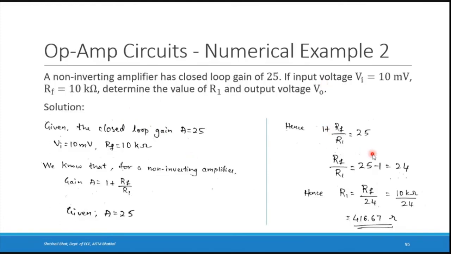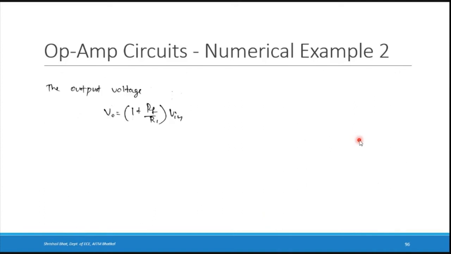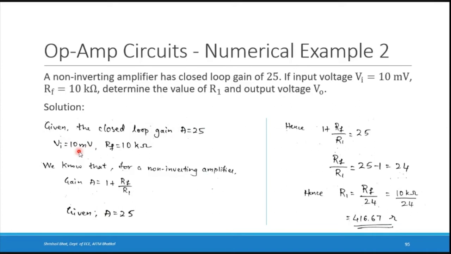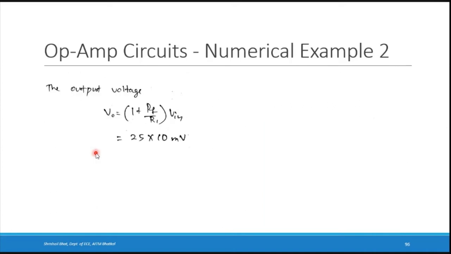That is equal to 25. It is given the gain is 25. So just 25 multiplied by what is the input voltage? Vin or Vi. That is 10 millivolts, right? So 25 into 10 millivolts, that's how much? 25 into 10, that is 250 millivolts, right? 250 millivolts. You can also write it as 0.25 volts or 250 millivolts is fine.